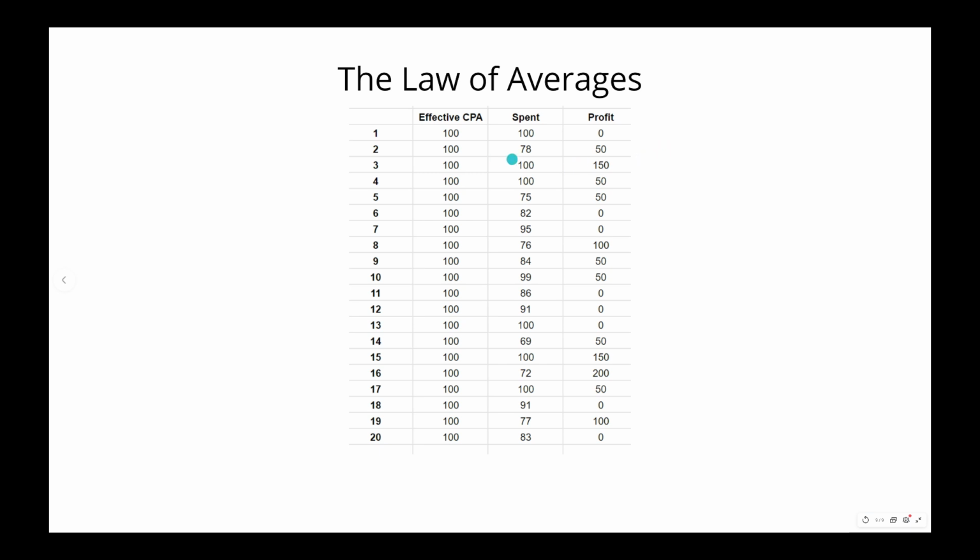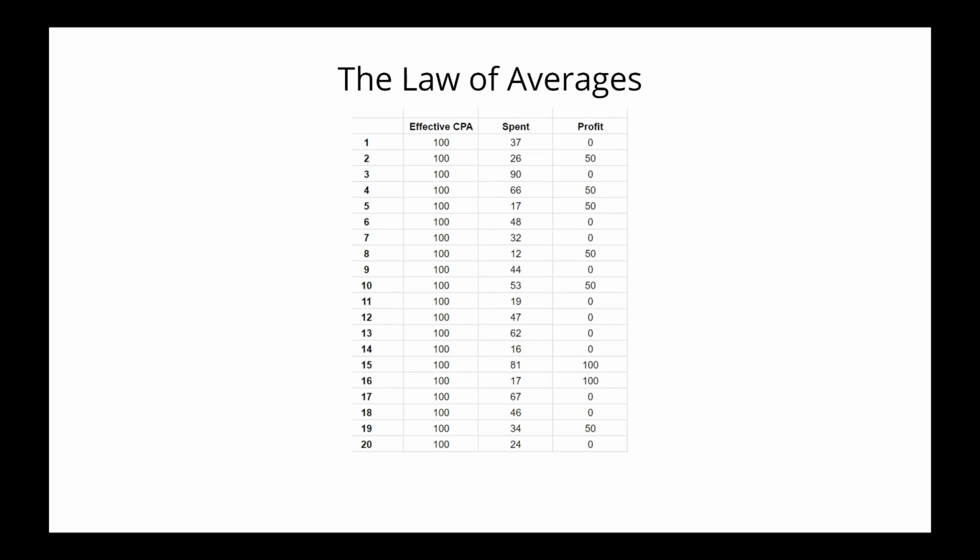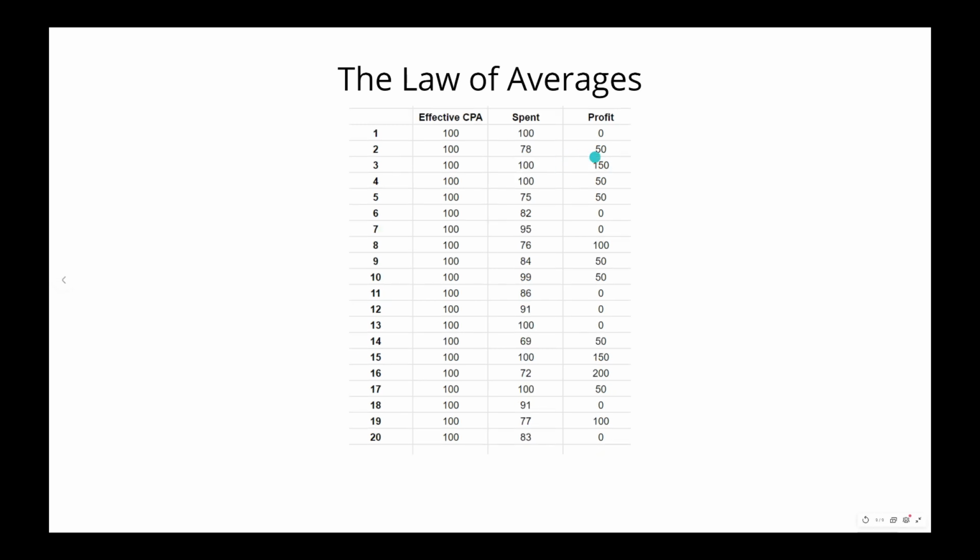Widget 3 has spent the complete $100 now. And look at that. 3 conversions came in. 150 profit. So all of a sudden, if we go back to day 1, widget 3 already spent $73. Day 2, widget 3 spent $90. Still no conversion. And then all of a sudden, 3 conversions in 1 day. With that, only $10 spent.